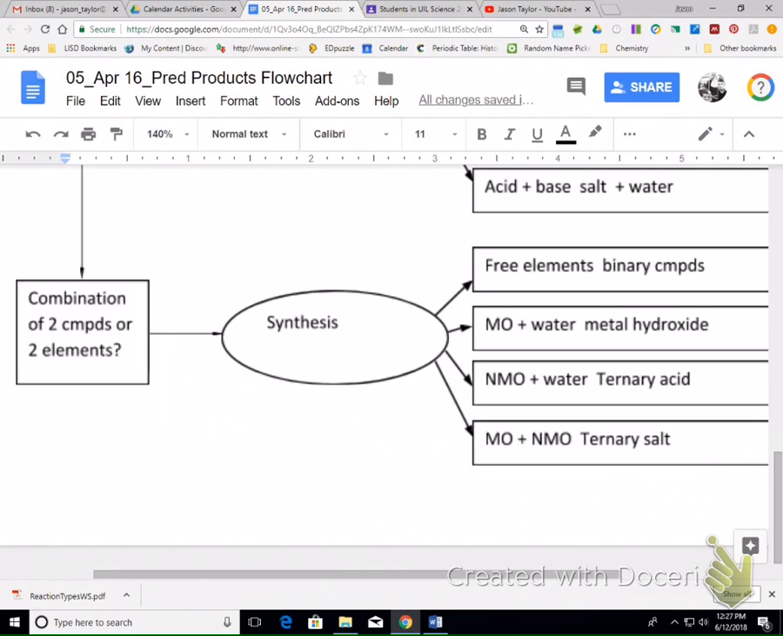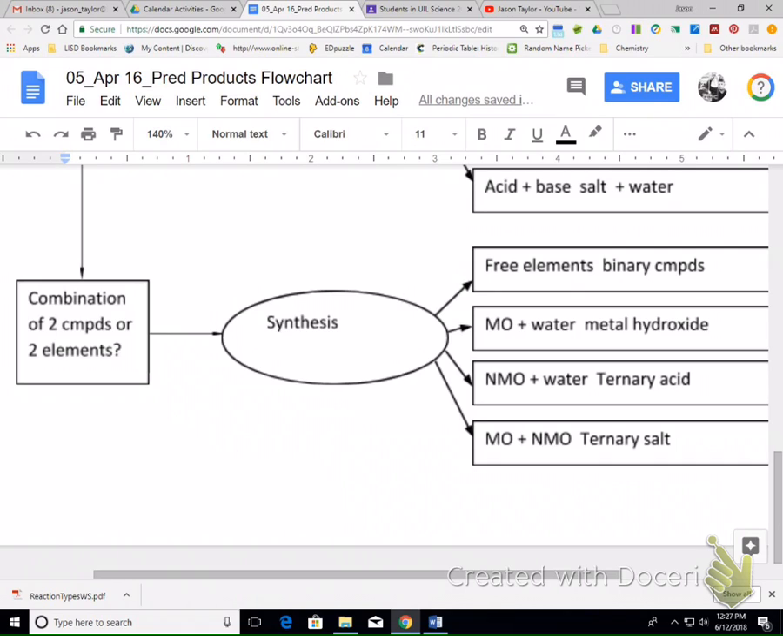If you have yours out, go to the bottom of the flowchart where you'll find synthesis reactions. On the left-hand side is the clue that you look for in your reactants to see if you have a potential synthesis reaction, a combination of 2 compounds or 2 elements. Not the most helpful. Really, I think synthesis is probably the hardest for students to do. If you do identify it as a synthesis reaction, on the right it is suggested that there are 4 types of synthesis reactions. The first type is when you combine free elements to make binary compounds, and we're going to see lots of examples of those in a few minutes.